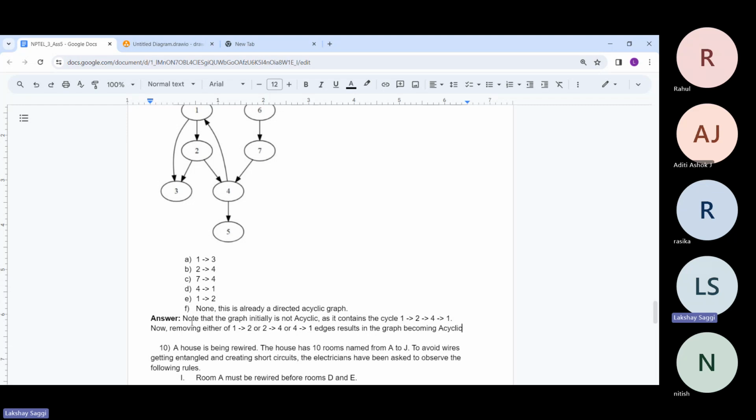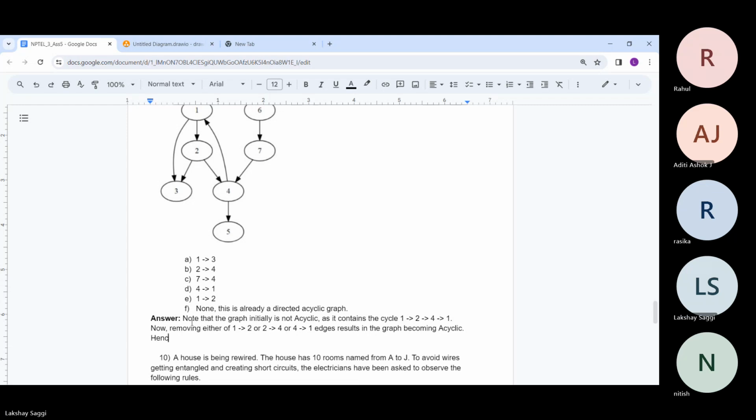So I hope it's an easy question. What this means is that option 1 to 2 is option E, 2 to 4 is option B, and 4 to 1 is option D. So B, D, E are correct. Hence options B, D, E are correct. I hope this is clear to everyone. If this is clear, then maybe we can move on to the next question.